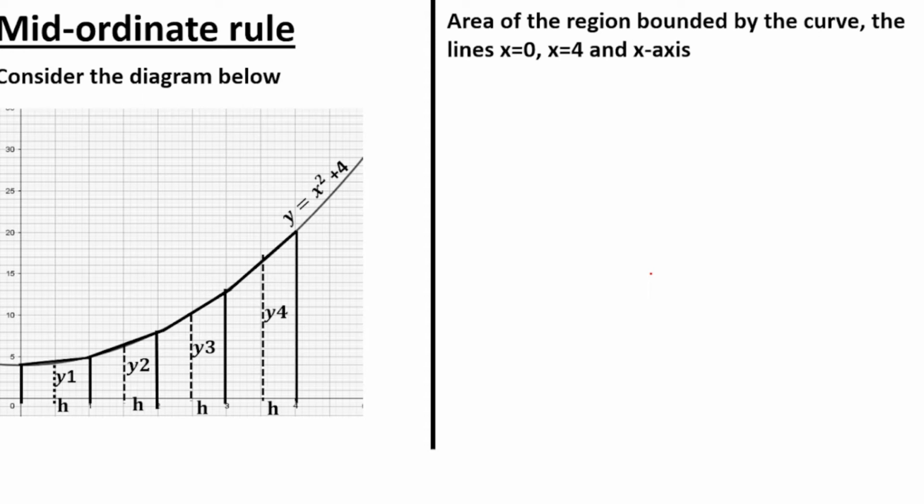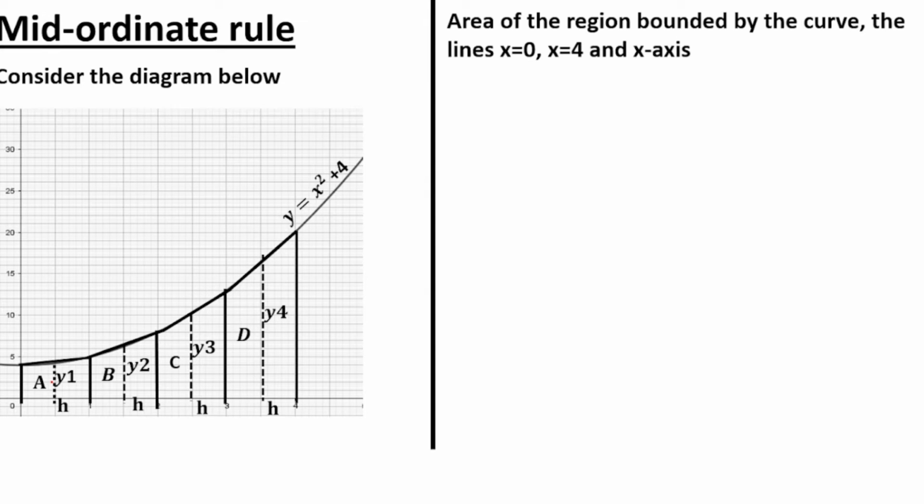the lines x is equal to 0 and x is equal to 4. Okay, so we can divide the area under the curve into 4 portions. That is A, B, C, and D. That is, we have subdivided the area under this curve into 4 different rectangles.